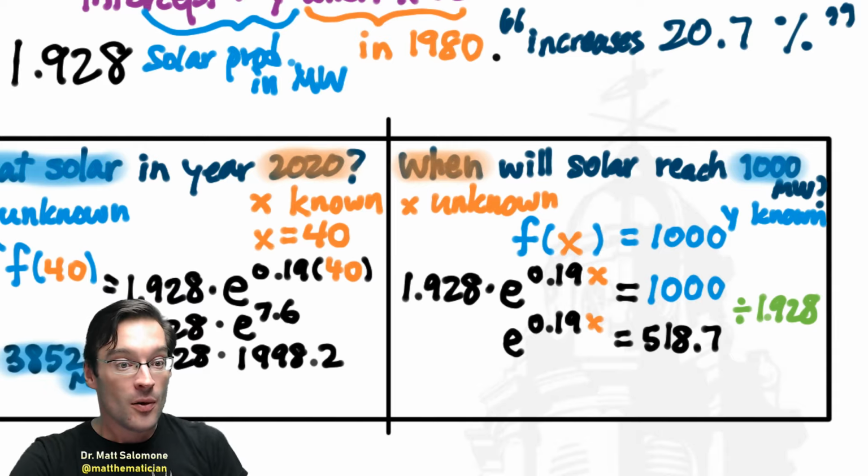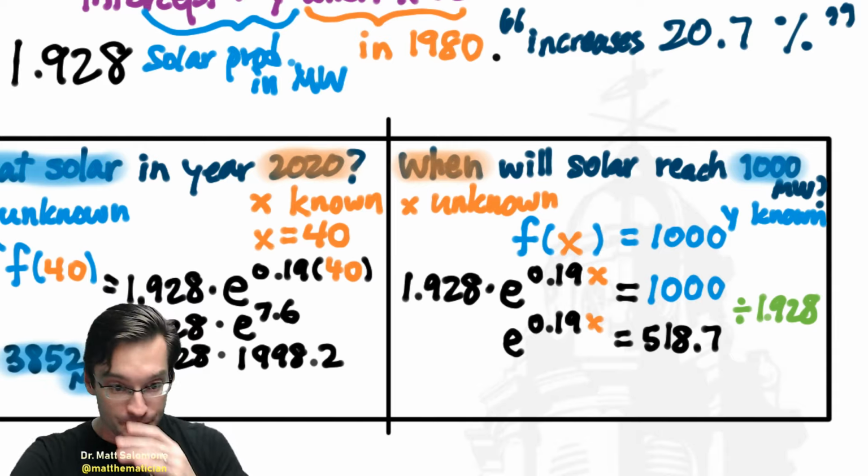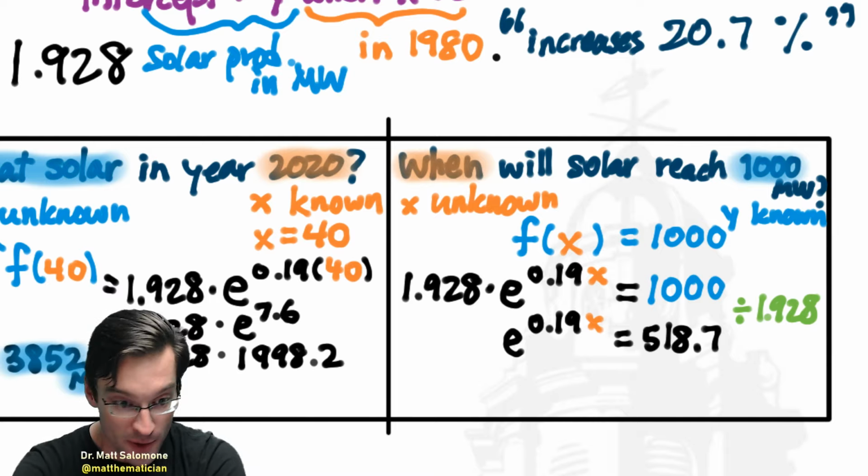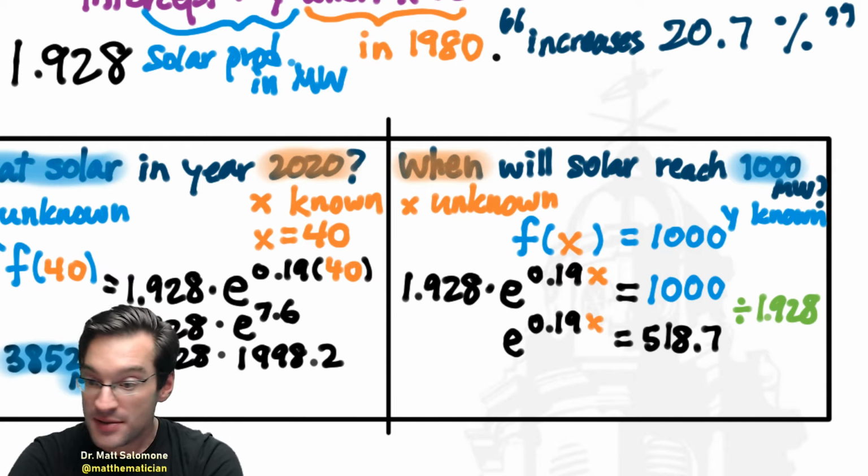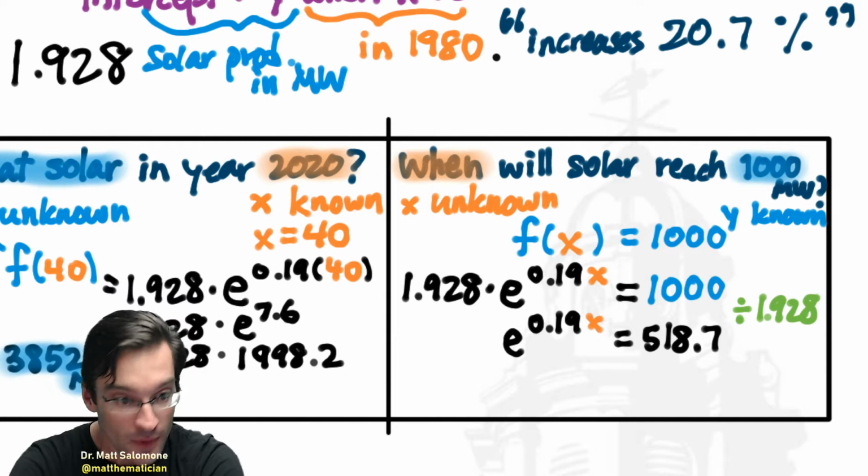Well, again, we are in search of a tool that is going to allow us to rescue the exponent of an exponential expression. Here, my exponent now is 0.19 times x, and my base is e. My right-hand side here is 518.7. So how do I do it?